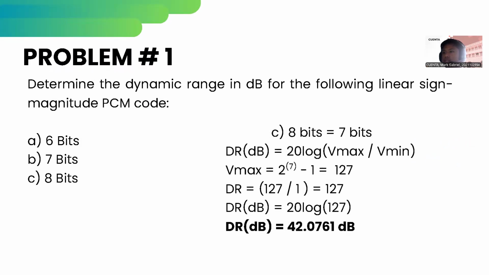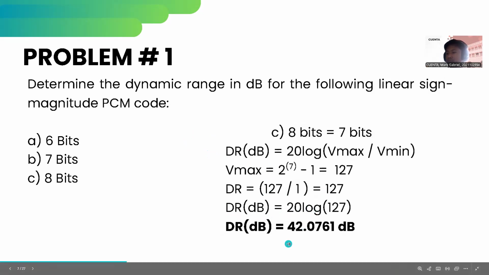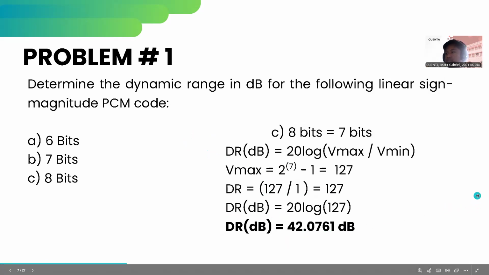Lastly, from problem 1, the letter C, 8 bits is equal to 7 bits excluding the sign. Again, same formula. 2 raised to 7 minus 1 is equal to 127. And 127 over 1 is equal to 127. So DR in decibels of the 8 bits is equal to 20 log 127 with the answer of 42.0761 decibels. Again, rounded off to the fourth decimal places.